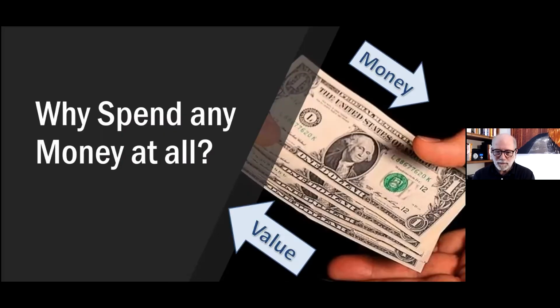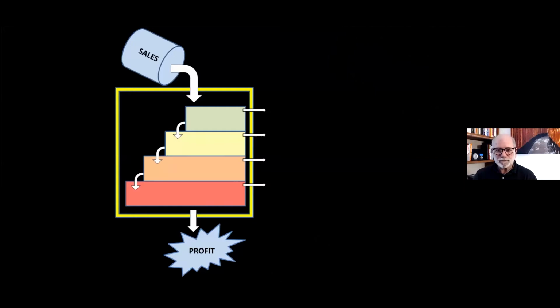That brings up the question, why spend any money at all? You spend money just the way your customers do, because you get something of value in return. That value should be grouped into one of those categories of making, selling, or supporting. I have this little diagram where the yellow box is your company, and the sales is the money that comes in from customers, and the other boxes are the money that you spend and the reasons that you spend that money, and what comes out the bottom is profit.